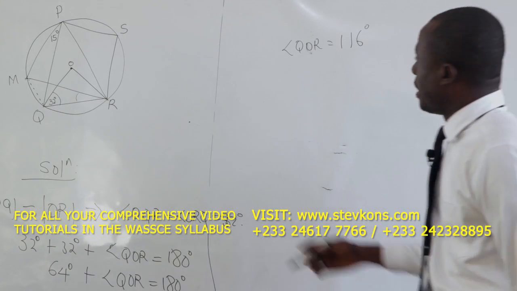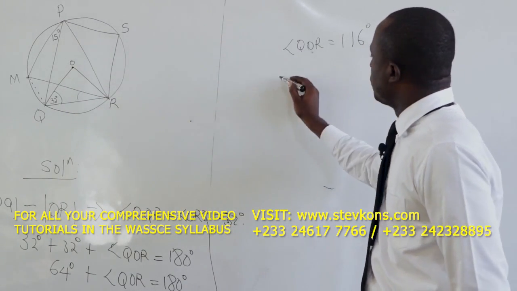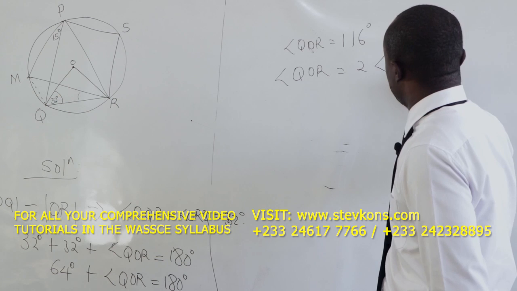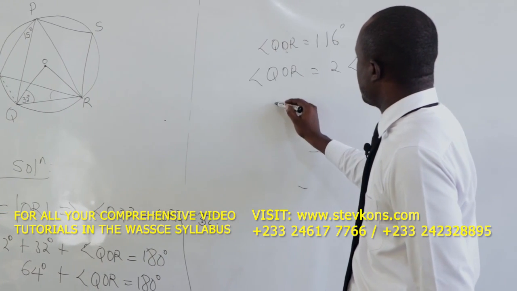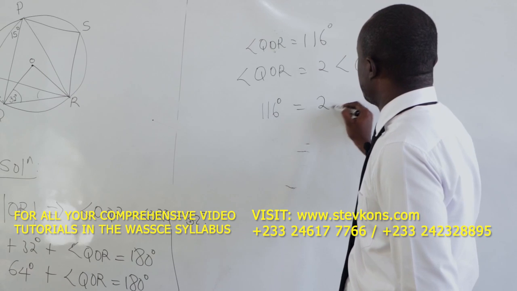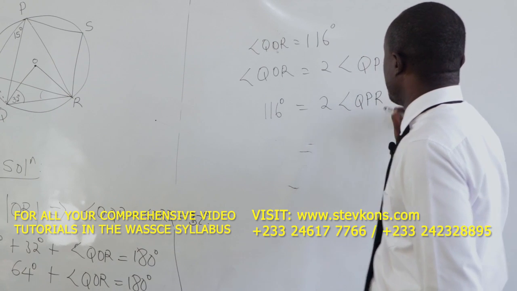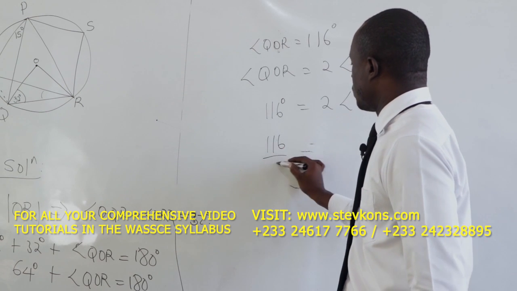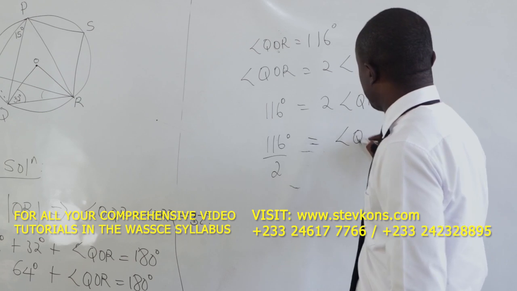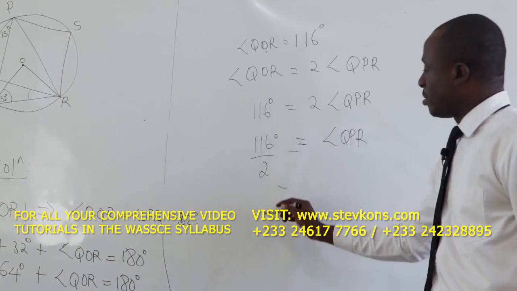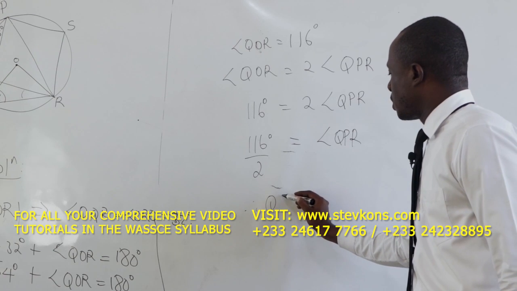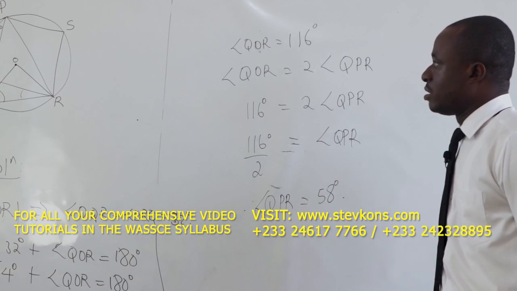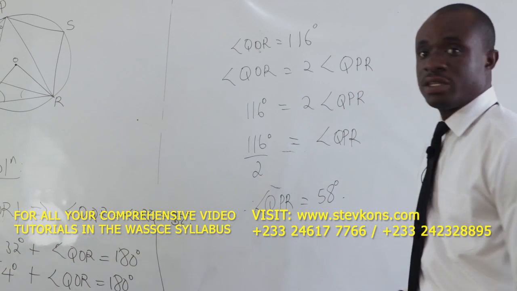Now, we want to find QPR. There's a relationship between center and circumference. So angle QOR equals 2 times angle QPR. Now, QOR is 116 degrees, equals 2 times QPR. We want to find QPR, so we divide both sides by 2. So divided by 2, that is our QPR. Therefore, QPR equals 58 degrees. So that is our QPR, 58 degrees.